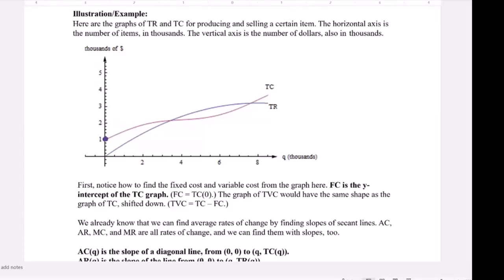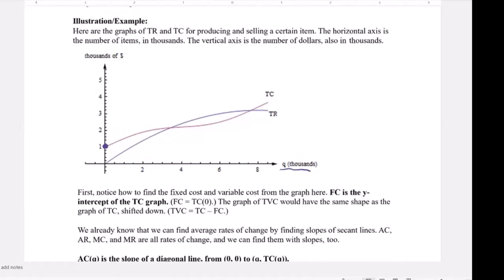Because remember, it's when I've sold nothing. And here is items sold. Here is dollars brought in. Say I didn't produce anything, but it still cost me some amount of money. That is my fixed cost. It will never go to zero because I have to rent someplace to do my business in, and so on. We already talked about that.